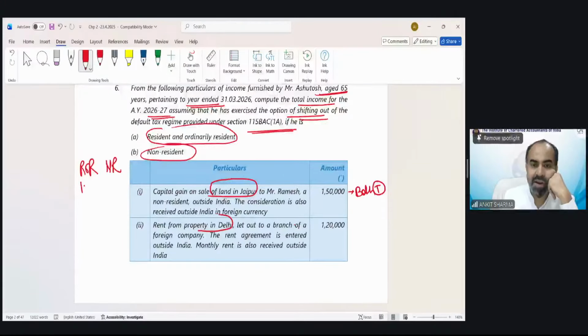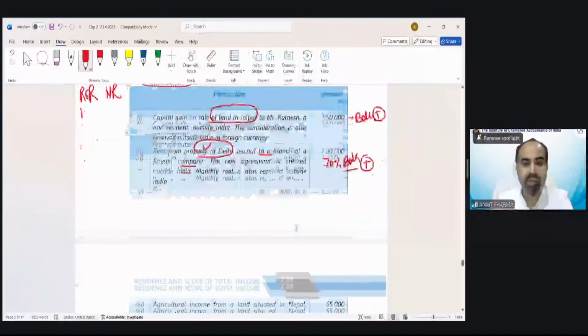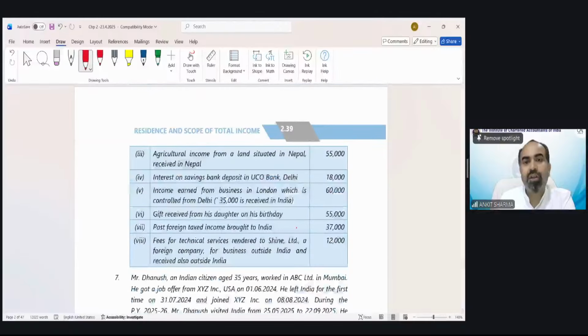Rent from property in Delhi, let out to a branch of a foreign company. How does it matter? The property is in Delhi, so it is going to be taxed, for both, because it's rent from house property. Agricultural income from a land situated in Nepal, received in Nepal. If you are a ROR, that is going to be taxed, but for a non-resident, only two incomes are taxable: arise in India, received in India. So if you are a non-resident, the third point is non-taxable.